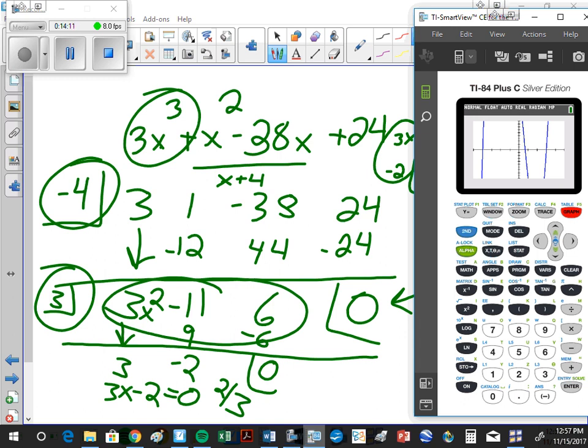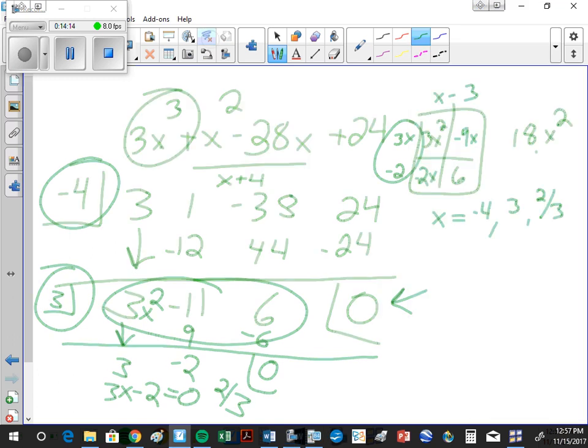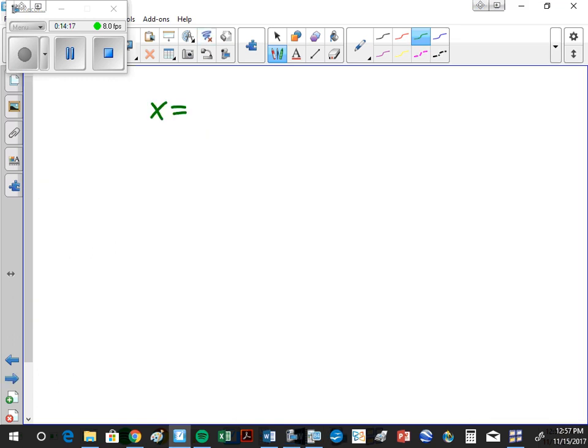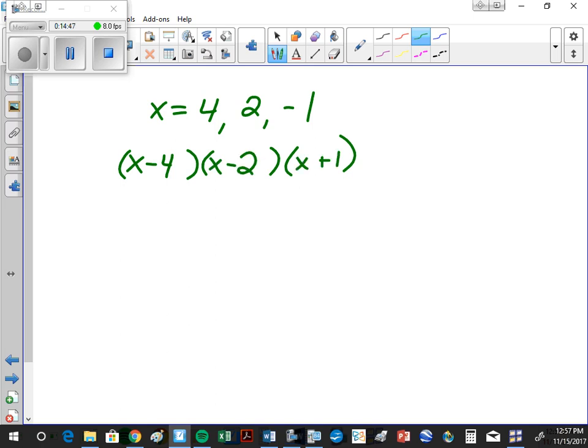Okay? So, what if I had x equals 4, 2, and negative 1? How do I create a quadratic equation, or an x to the third equation? Well, I know the roots. Can you tell me what the factors are? There are 3 of them. X minus 4, x minus 2, and x plus 1. How do I multiply 3 binomials together at the same time? I don't know how to do it.